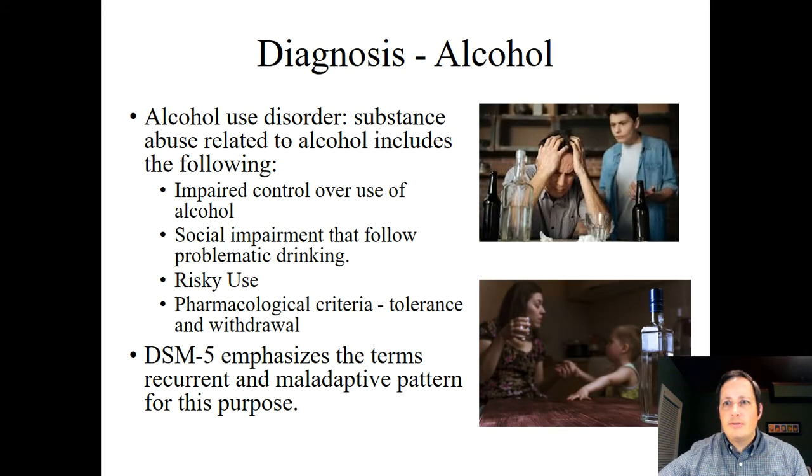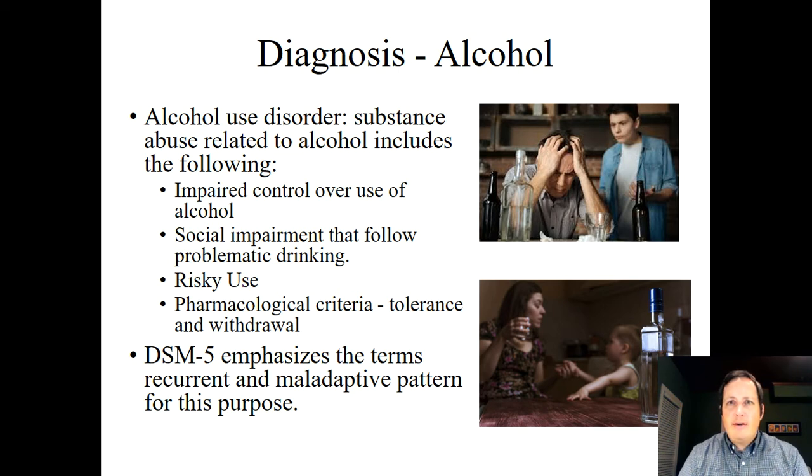So as far as diagnosis, and specifically in regards to alcohol, it's going to fall into some broader categories. You do need two of the total features, but some of these categories have multiple symptoms attached to them. So you can see the first is an impaired control over the use of alcohol. So you have lost your ability to control your usage and feel impelled to use it. Probably have a craving, and we talked about cravings earlier. Social impairment that follows problematic drinking.